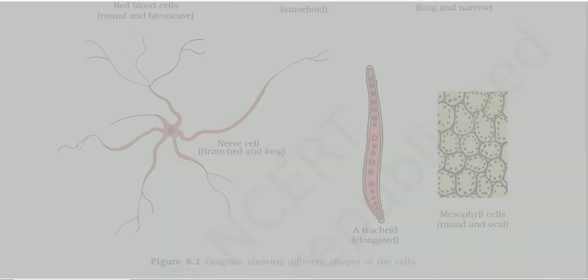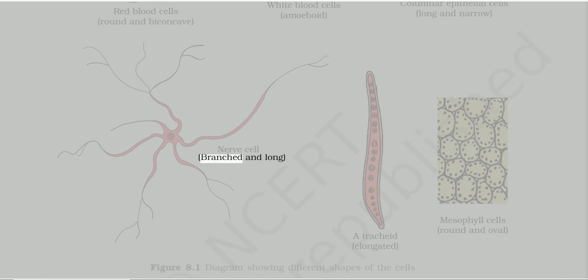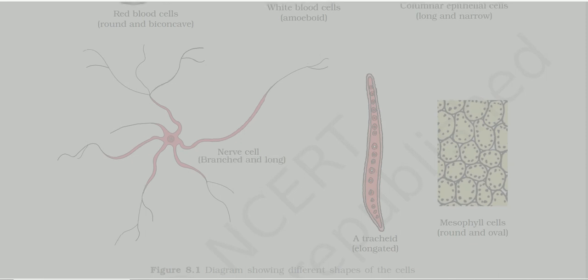Red blood cells, round and biconcave. White blood cells, branched and long. Columnar epithelial cells, long and narrow, amoeboid. Nerve cell. Mesophyll cells, round and oval, tracheid, elongated. Figure 8.1 diagram showing different shapes of the cells.